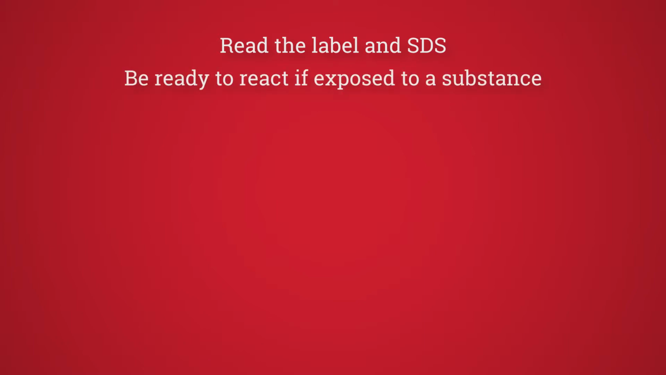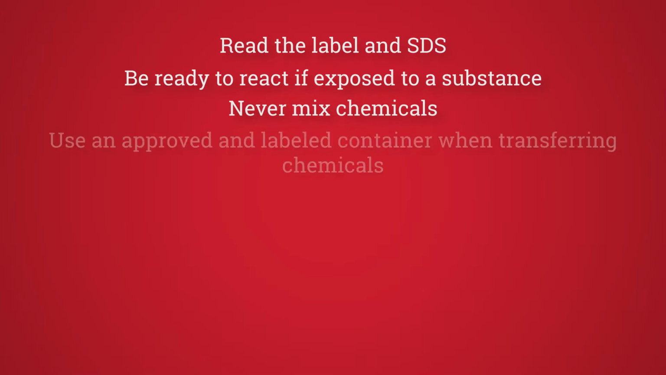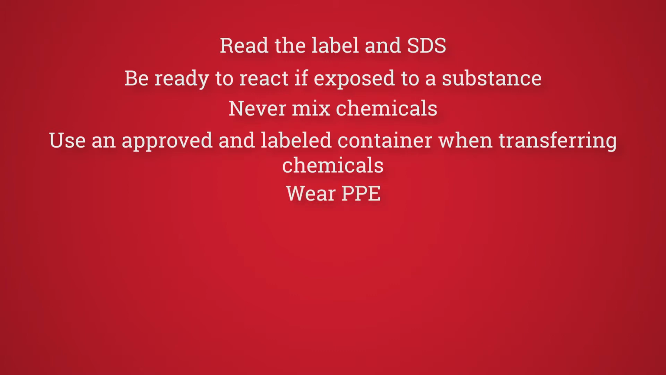So how can you prevent accidents and injuries when it comes to chemical safety? Here are a few tips. Read the label and SDS before handling a hazardous substance. Be ready to react if exposed to the hazardous substance. Never mix chemicals. Use an approved container when transferring chemicals and label it properly. Wear the PPE specified in the SDS. Talk to your manager with any questions about handling chemicals.